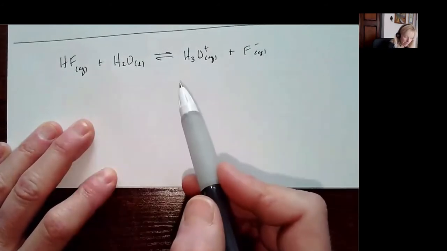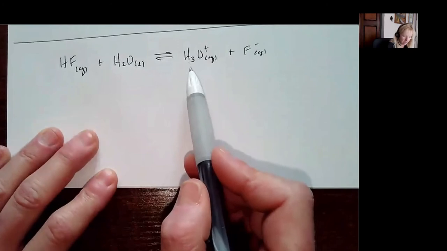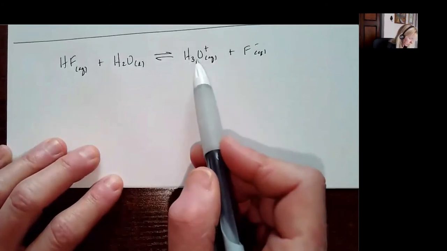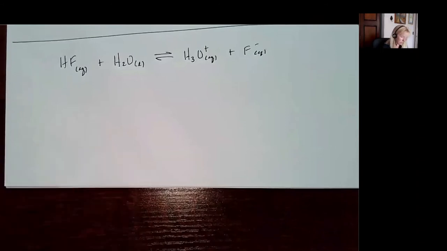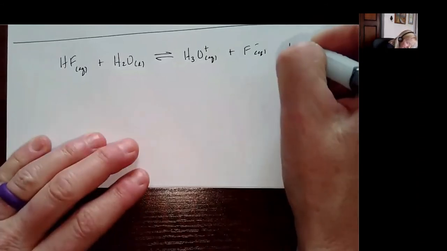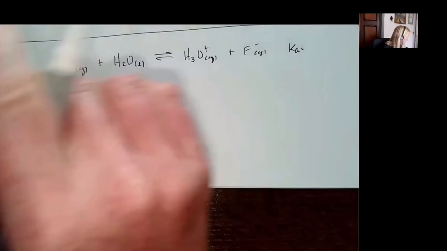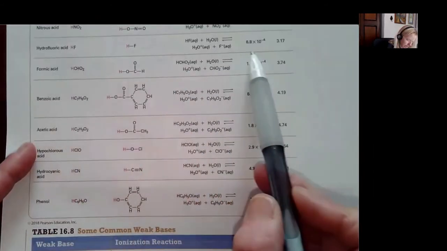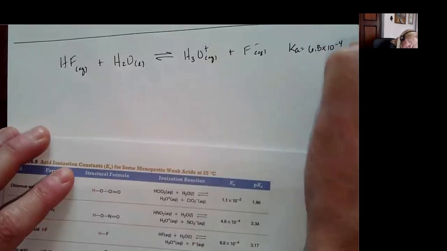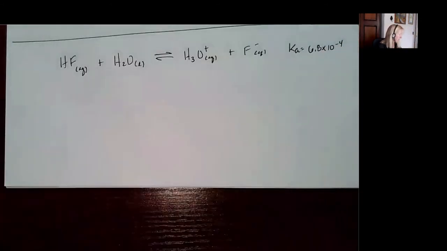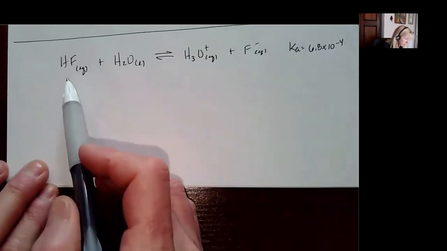They mean the same thing because in an aqueous solution, I'm not going to have H plus, I'm going to have H3O plus. So I'm going to write it this way because this is more in tune with what's actually happening in the system. My Ka for this, if I look that value up on the table, is 6.8 times 10 to the minus 4. That tells me that it doesn't really favor the products. My Ka is really small, so that means I'm favoring my undissociated acid here.